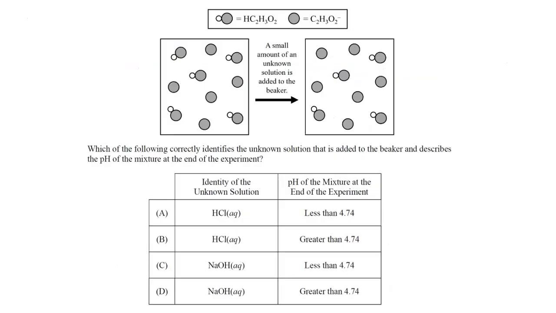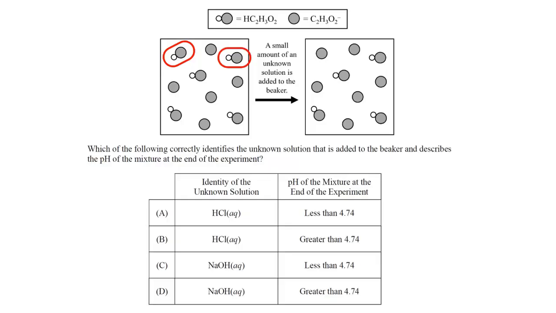Now the question is, which of the following correctly identifies the unknown solution that is added to the beaker, so either hydrochloric acid or sodium hydroxide, and describes the pH of the mixture at the end of the experiment. So the initial pH before that unknown solution is added was 4.74, and at the end of the experiment is the pH less than or greater than 4.74? Well, the first thing I'm going to do is count the particles in that particulate diagram on the left.